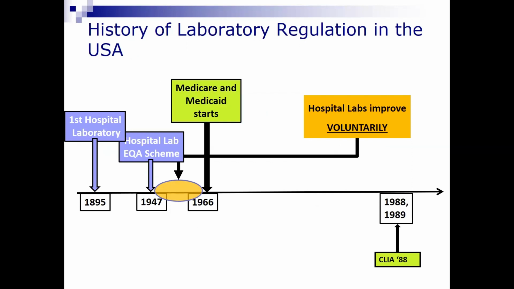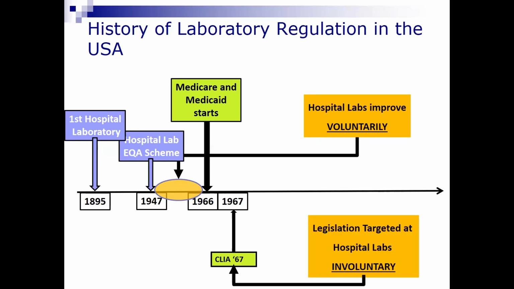1966, Medicare and Medicaid started in the US. So basically the federal government started paying for healthcare. And that's a big change, because from that point, they had more say in what happened. And what you can see is from that point, 67 until 88, just 20 years later, they changed things so that it was involuntary.